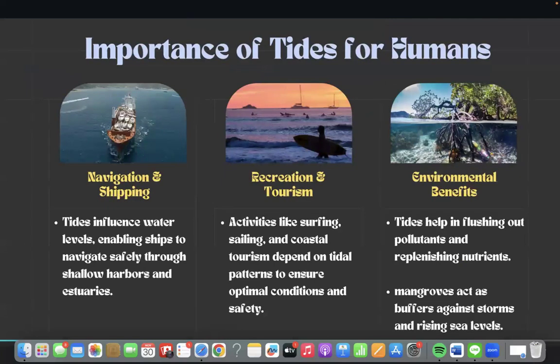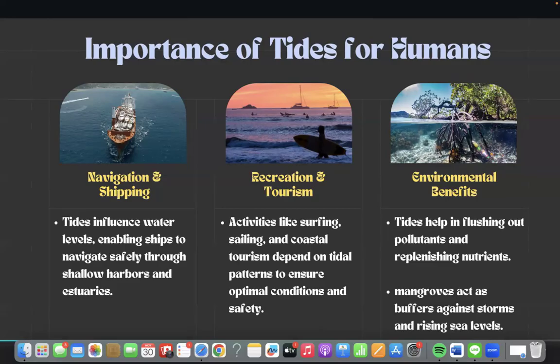We also use tides for navigation and shipping, because they influence the water levels. By studying them, we can allow our ships to navigate safely through shallow harbors and estuaries. Activities like surfing, sailing, and coastal tourism also depend on tidal patterns, so that officials can ensure optimal conditions and safety for people.